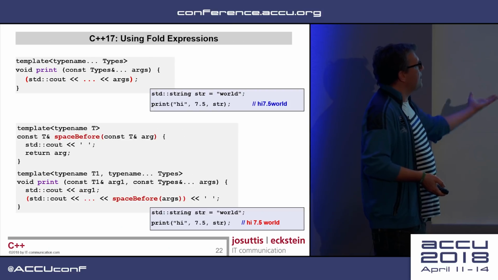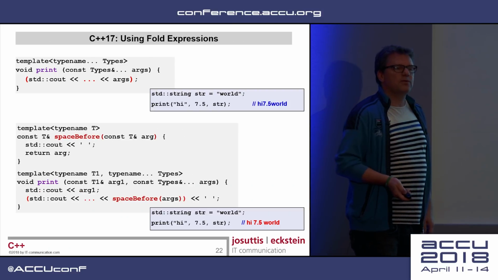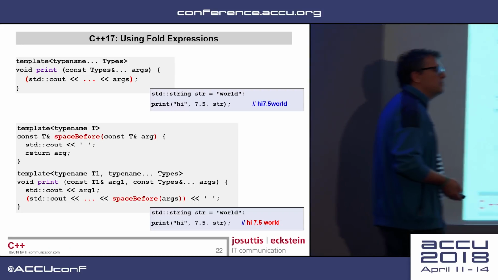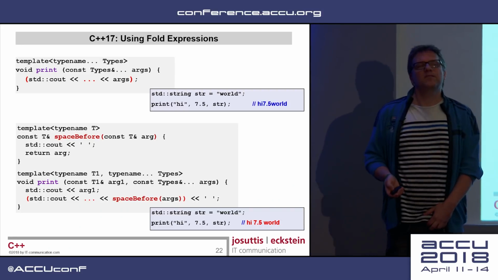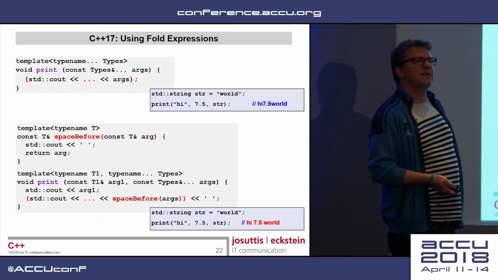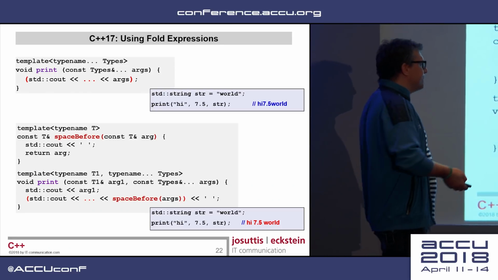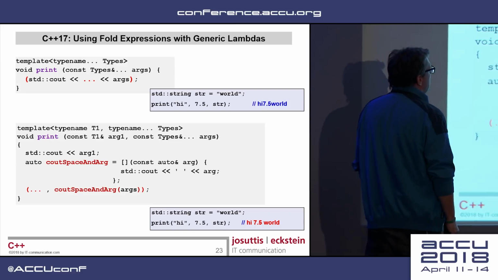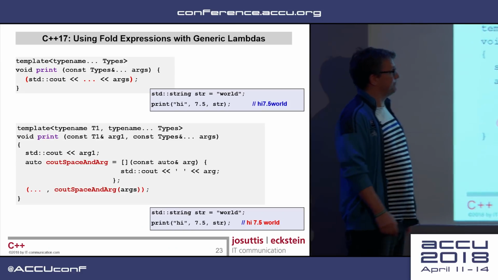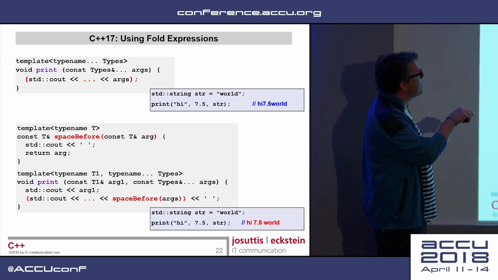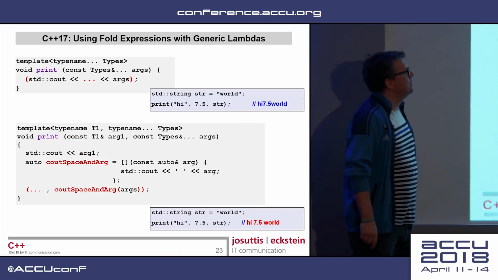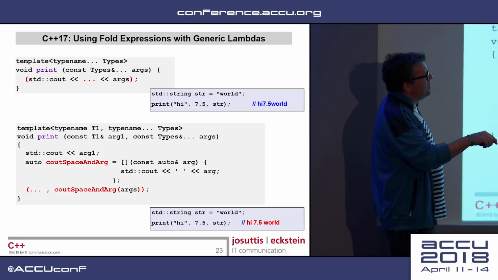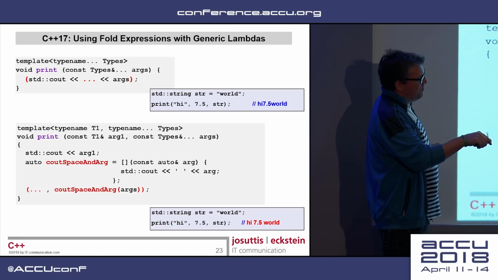Now, we can do better, or we can do different. There's nothing in C++ where you have only one way to do it. And there's nothing seriously in C++ that can be done without lambdas. So let's use lambdas here. Look at this. Instead of having another helper template here we define our lambda. The lambda is printing out the space and the arg.